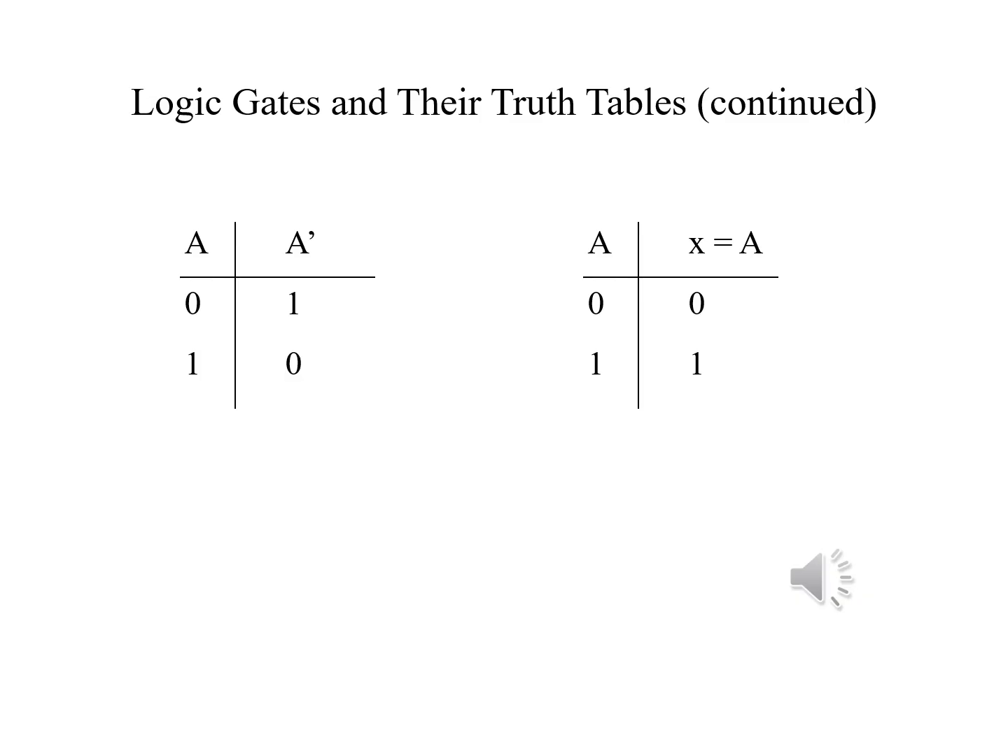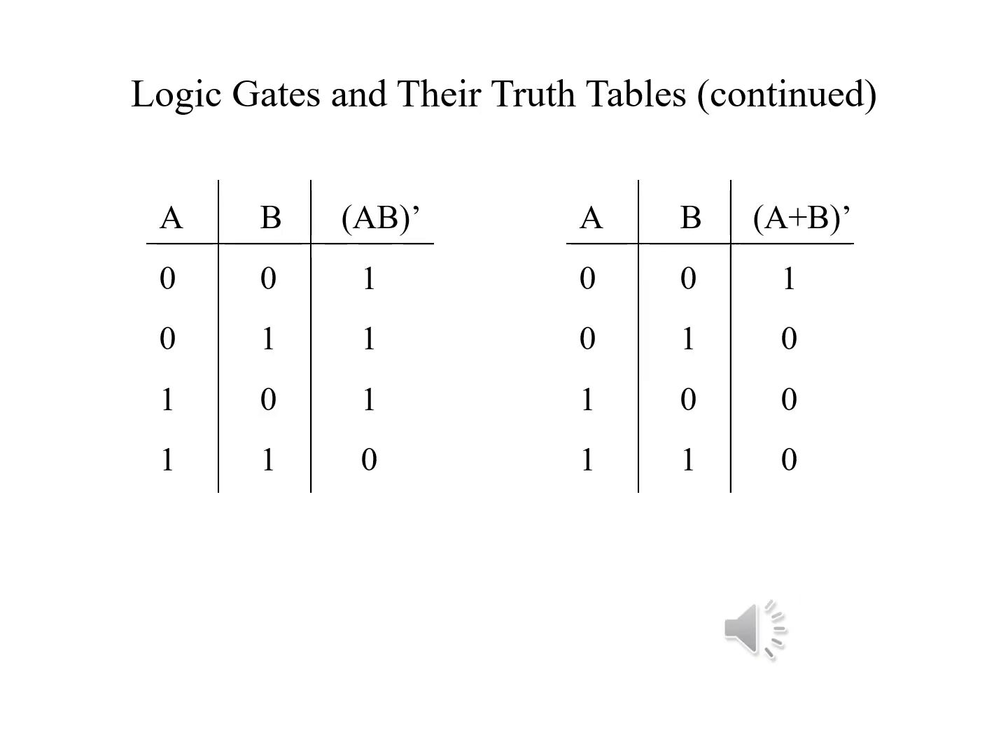In this slide, you see two truth tables. On the left, you have A and A prime. A being 0 leads to A prime being 1. A being 1 leads to A prime being 0. In the other case, you have A and x equals A. This is going through what is just a buffer. A being 0 leads to x being 0. A being 1 leads to x being 1.